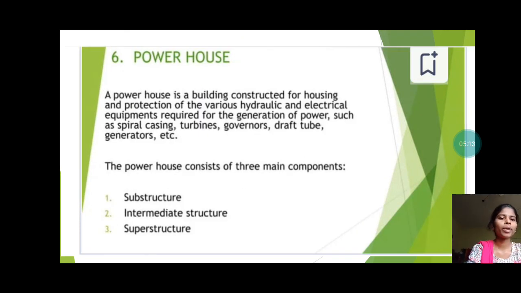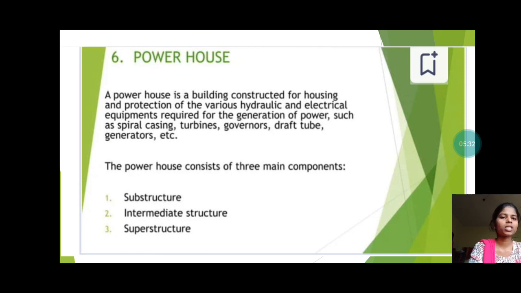Sixth one is powerhouse. A powerhouse is a building constructed for housing and protection of the various hydraulic and electrical equipment required for the generation of power, such as spiral casing, turbines, governors, draft tube, generators, etc.